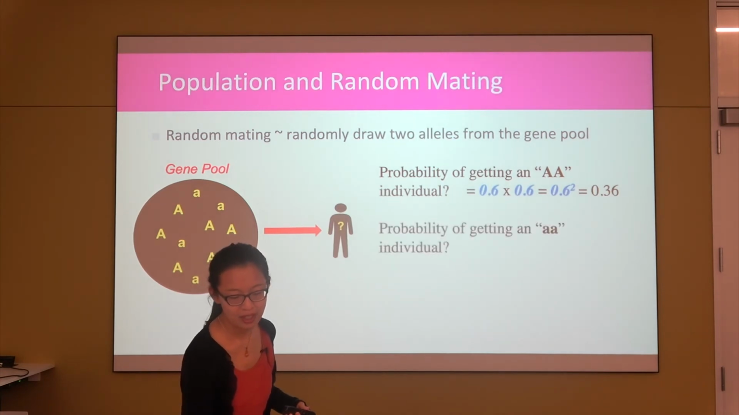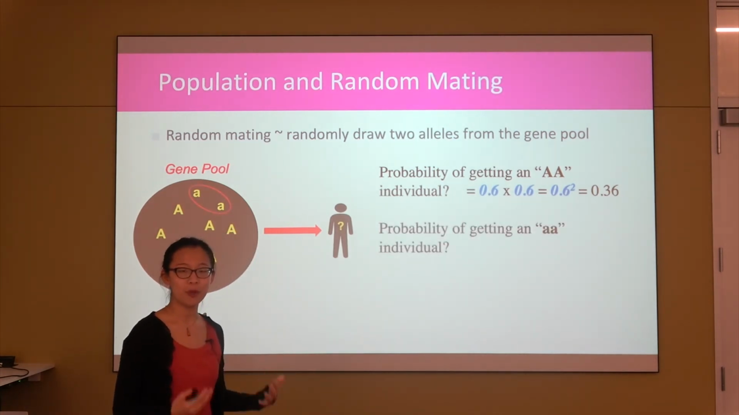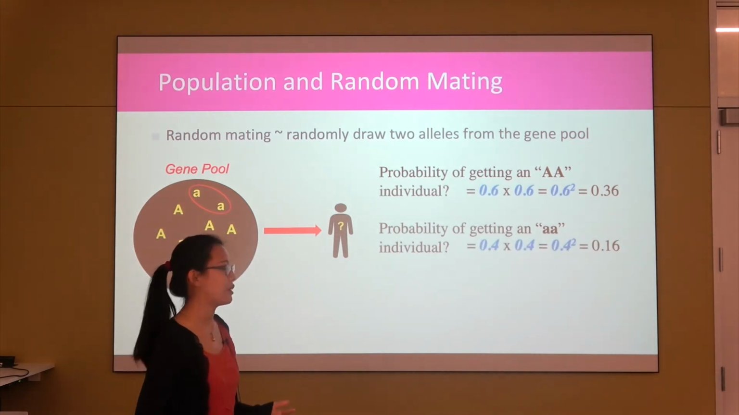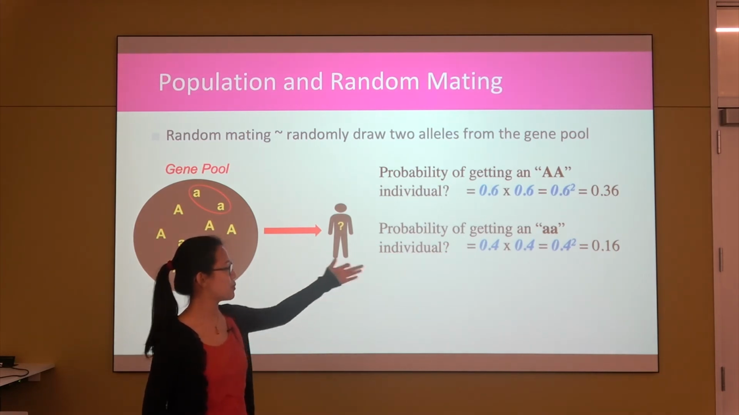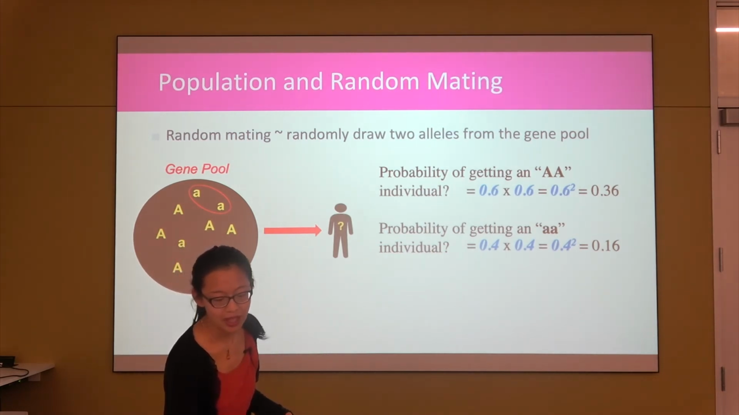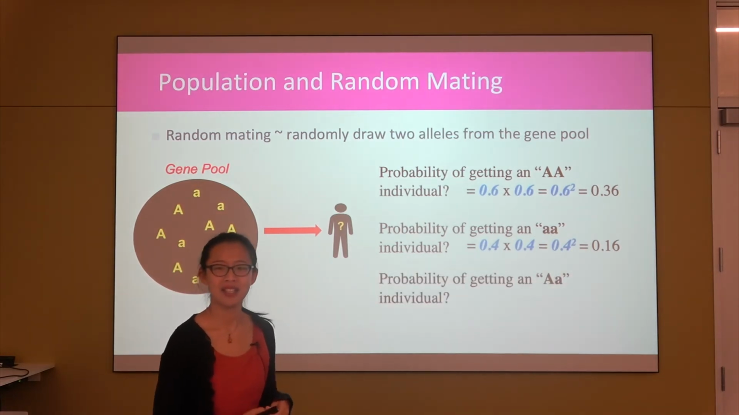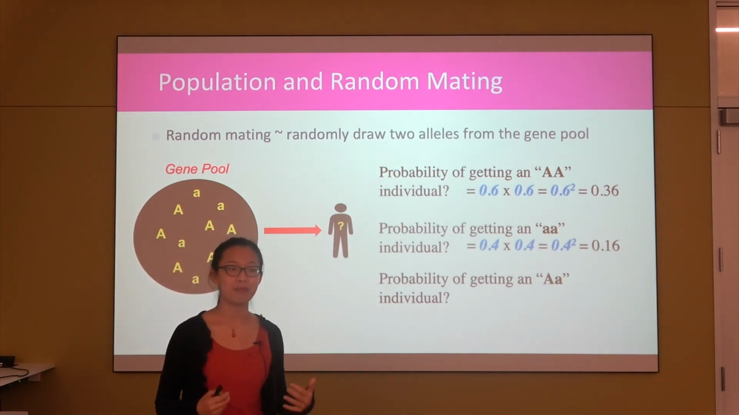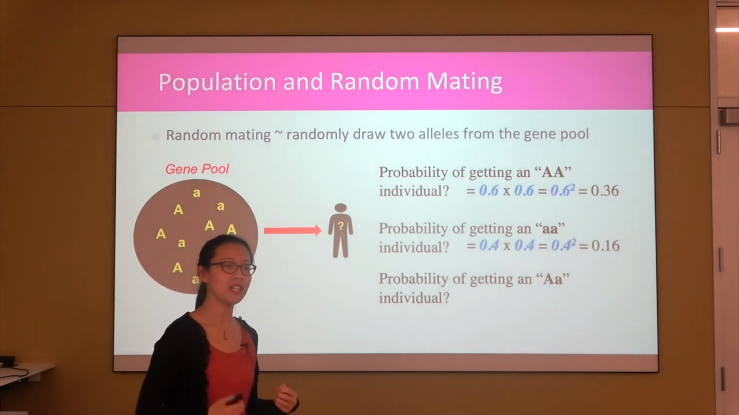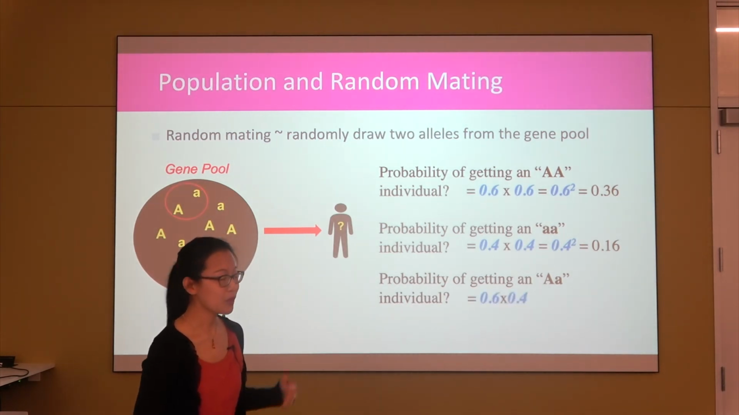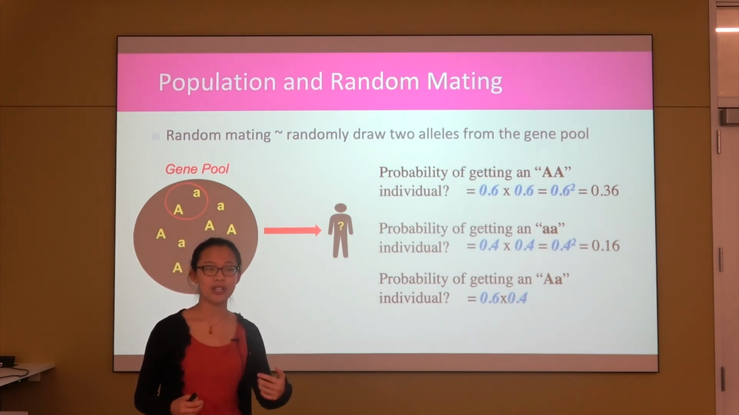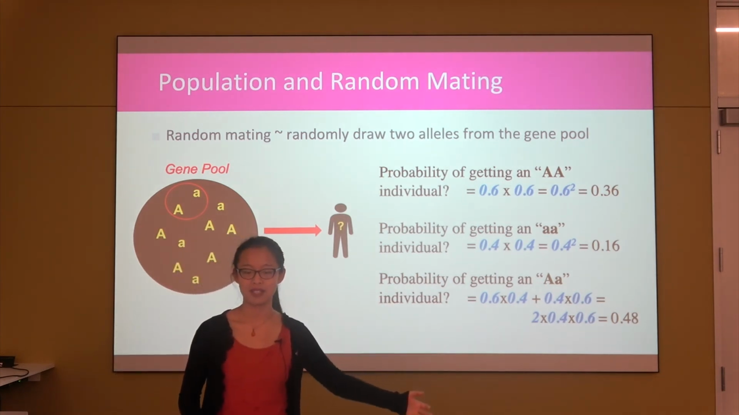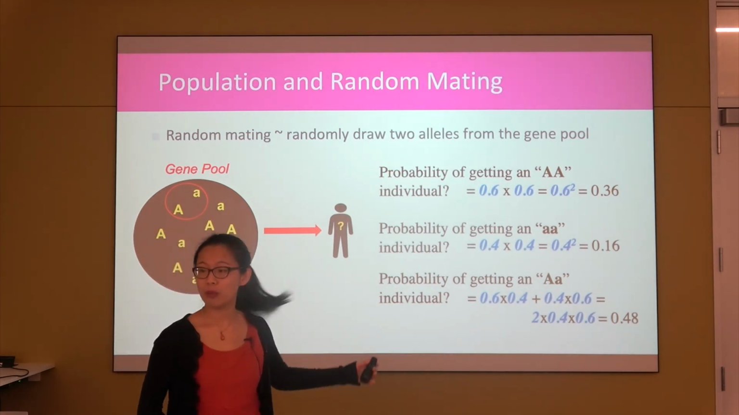Similarly, we can draw two alleles, both being little a. Since we have 40% of them, the chance is 0.4 times 0.4, which is 0.16. How about big A, little a? That is a little trickier because there are two ways to get big A, little a. You can get a big A first and then a little a, which is 0.6 times 0.4, or you can draw a little a first and then a big A, which is the same thing. So we have 2 times 0.4 times 0.6, which is 0.48. Is everyone on board so far?